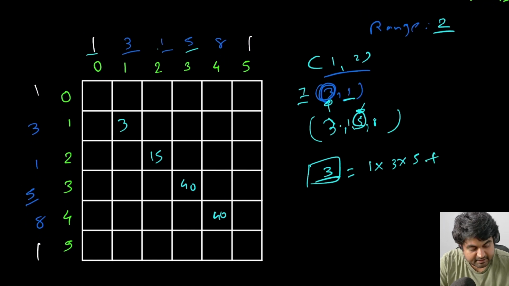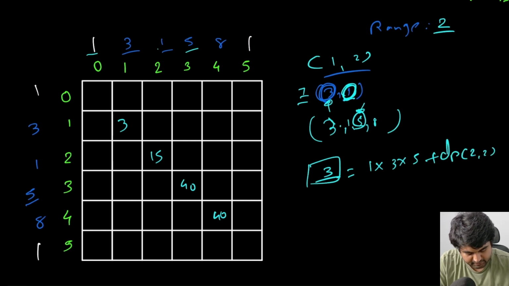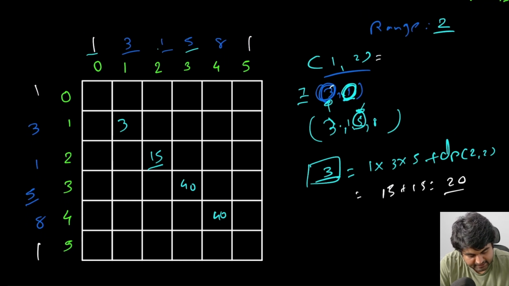Plus we must have received whatever compensation we got by bursting just balloon number 1, and that is going to be dp of basically 2 and 2. So this is that value. So the maximum value we can generate is 15. So in this case it's going to be 15 plus 15, so the maximum value we can get is 20 for range 1 to 2 by bursting balloon number 3 last. So one possible value is 20, so let's just mark 20 as it is right now.